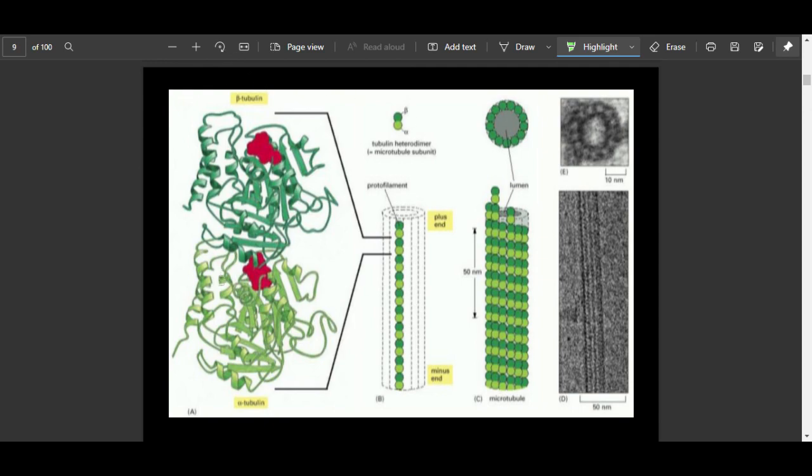Beta tubulin, alpha tubulin, and protofilament, and plus and minus ends. 13 protofilaments make microtubules, and it's a cylindrical structure.